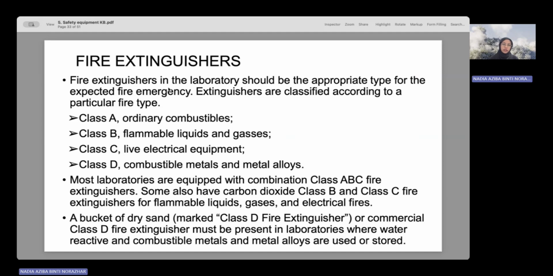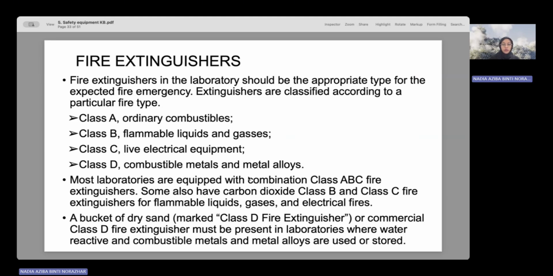Next, we'll be discussing fire extinguishers. These should be the appropriate type for the expected fire emergency. Extinguishers are classified according to a particular fire type. Class A is used for ordinary combustibles. Class B is used for flammable liquids and gases. Class C is to be used for live electrical equipment, and Class D is to be used for combustible metals and metal alloys. These are discussed earlier in the table.